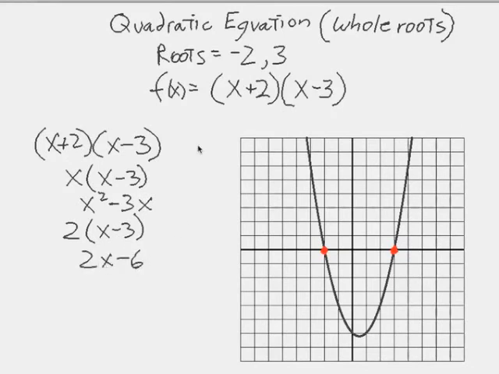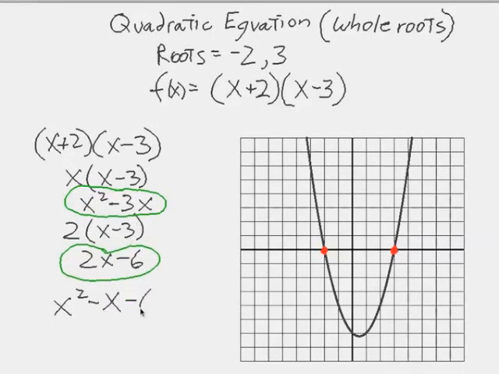So once I've done that, I now have to just combine all my like terms in these two expressions that I got. So I've got 1x squared here. I've got -3x and +2x, so that's minus 1x. And then I've got this -6. So my function, once I multiply it out with my two factors, my quadratic equation is x squared minus x minus 6.